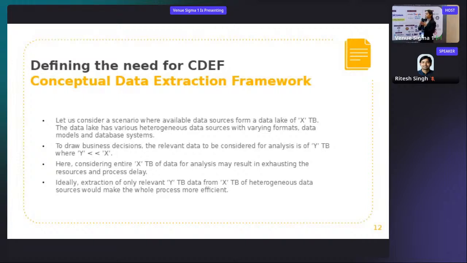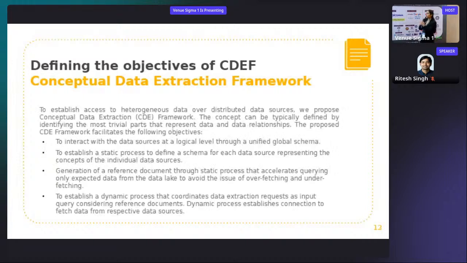This gives us a baseline to set the objectives. When we talk about the conceptual data extraction framework, the concept is nothing but the facts which we are trying to fetch from the individual data source. We club those facts together with the metadata information and generate a local schema. Individual local schemas of the data sources are then stitched together to form a global schema. This global schema is then used to process the query and provide access to individual data sources.